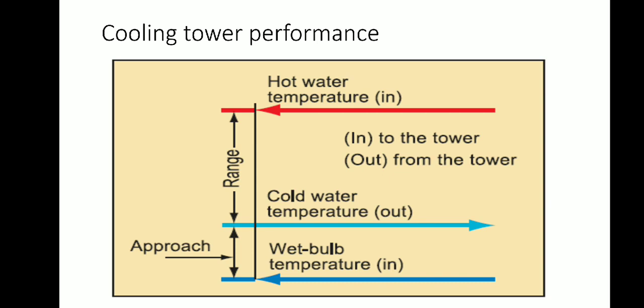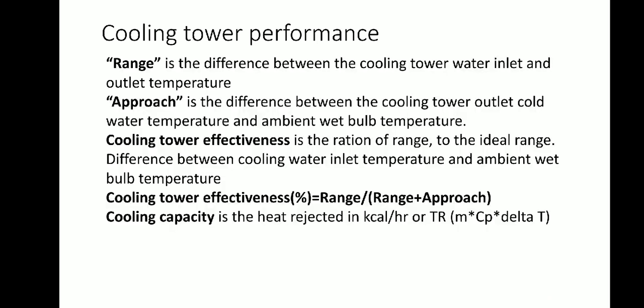Then cooling tower effectiveness is the ratio of range to the ideal range, that is, the difference between cooling water inlet temperature and ambient wet bulb temperature. Mathematically, the cooling tower effectiveness in percentage is equal to range divided by range plus approach. Then cooling capacity is nothing but the heat transfer from hot water from the heat exchanger to air, which is nothing but m Cp delta T.